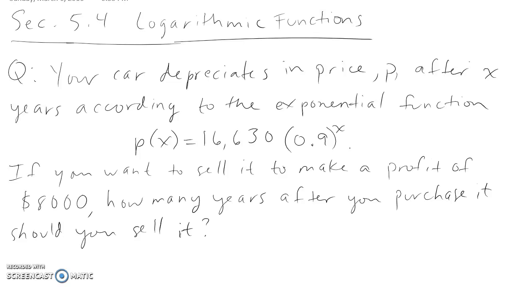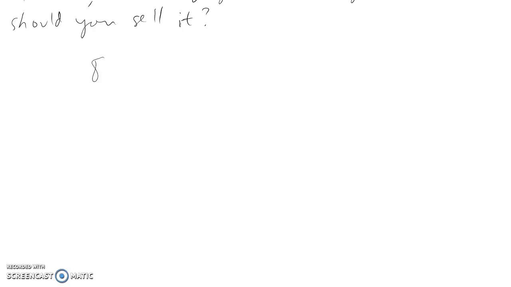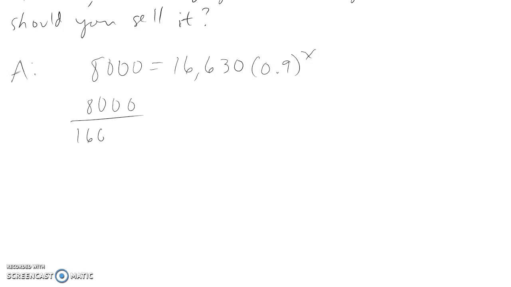We need to find the x when p is 8,000, the price, right? All right, well, let's set that up. So this will be our answer. 8,000 equals 16,630 times 0.9 to the x. All right, if we go to start solving this, maybe we'll divide both sides by 16,630, 0.9 to the x. Okay, what's our next step?